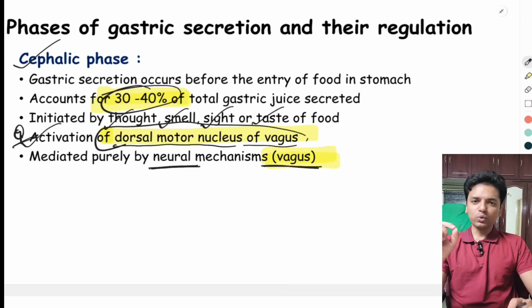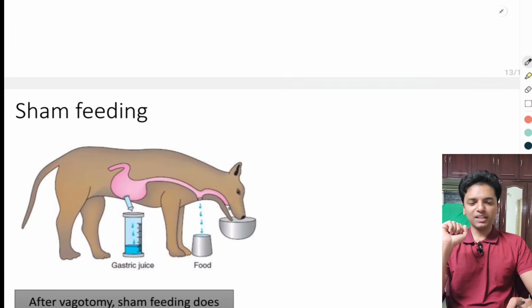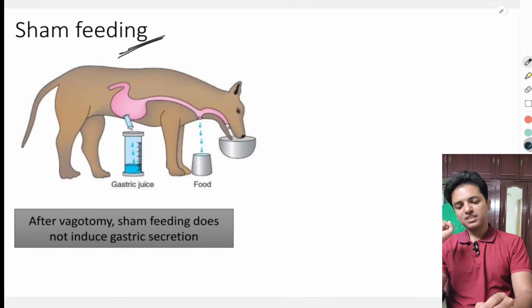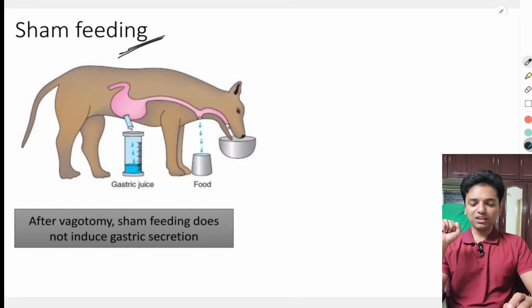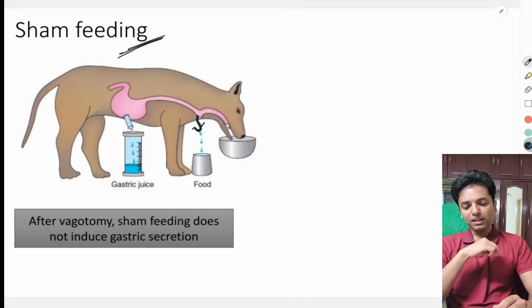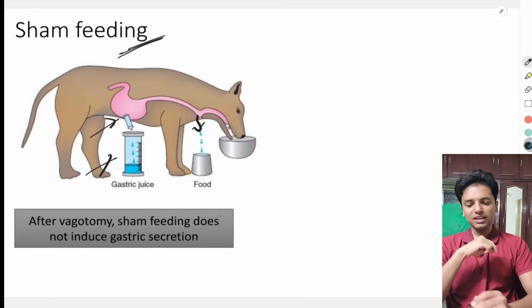Now how do I prove that there exists a phase which is called the cephalic phase, and that the cephalic phase is mediated entirely by the nerves or by the vagus? There is a small experiment which we can do. That is called sham feeding. What we do in sham feeding is we take a dog, we make a hole in the neck, and we bring the esophagus out, and we also cannulate the stomach, and we collect the contents of the stomach in a jar. Now with this condition, I'll feed the dog.